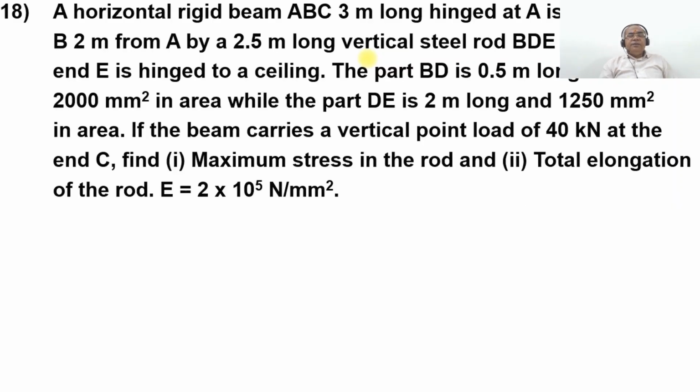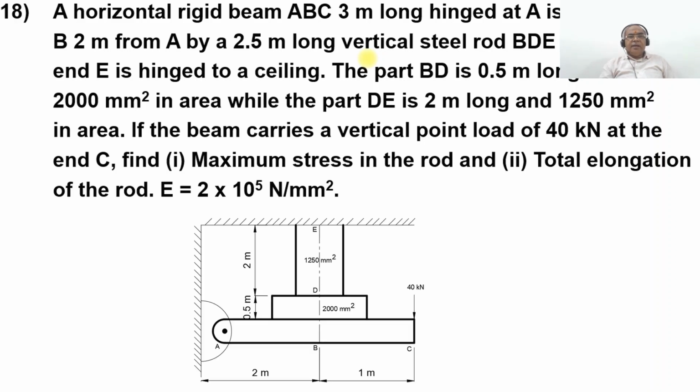A horizontal rigid beam ABC of 3 meters long is hinged at A, and is supported at B, 2 meters from A, by a 2.5 meters long vertical steel rod BDE, whose upper end E is hinged at a ceiling. The part BD is 0.5 meters long and 2000 mm square in area, while the part DE is 2 meters long and 1250 mm square in area.